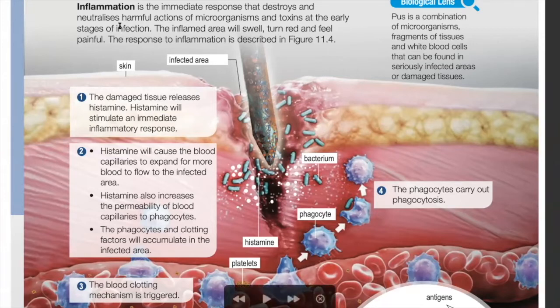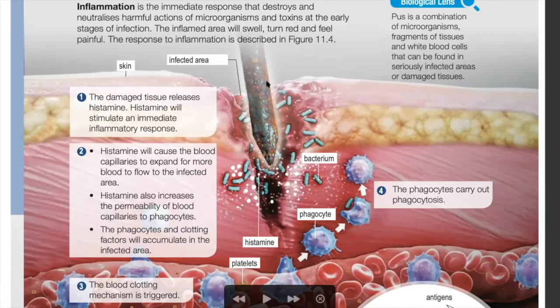Okay, so inflammation is an immediate response that will destroy and neutralize harmful action of microorganism and toxin at early stage of infection, and the inflamed area will swell, turn red and feel painful. Painful pula aku ni. The response to inflammation is described in figure 11.4.